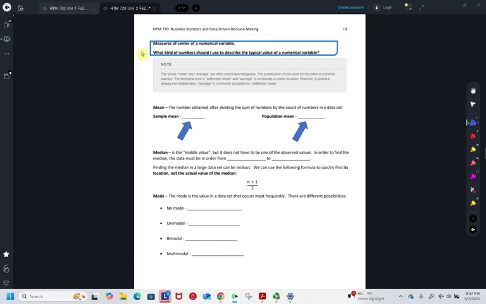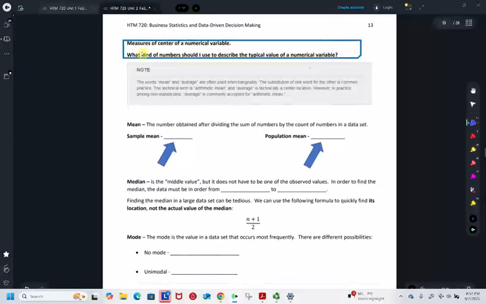In this video, our goal is to explore the measures of center of a numerical variable. In other words, if you condense data on a numerical variable into a single value, what value should that be? Should it be the mean? Should it be the median? What do we mean by the mean? What do we mean by the median?